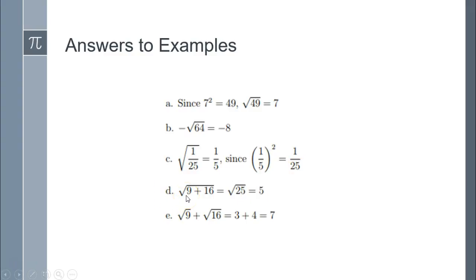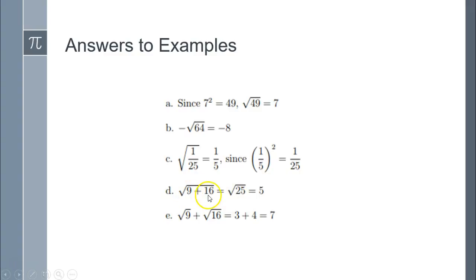Now, it's tempting to say, oh, this answer will be 7 because I'll do the square root of 9 plus the square root of 16. You cannot split up addition and subtraction within a square root. Because that radical is a grouping symbol, you do what's inside first, which gives you 9 plus 16 is 25. Then you do the operation, that is taking the square root.